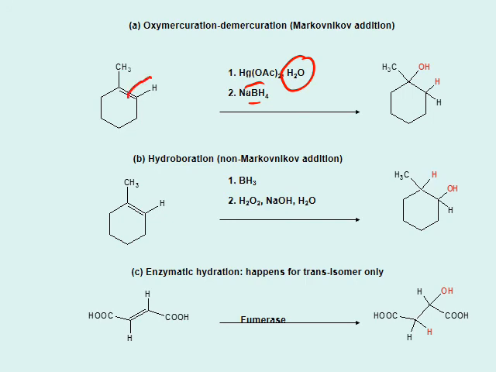So H goes in here because that's the double bond carbon with hydrogen. The other carbon doesn't have any hydrogen. So obviously that gets OH.